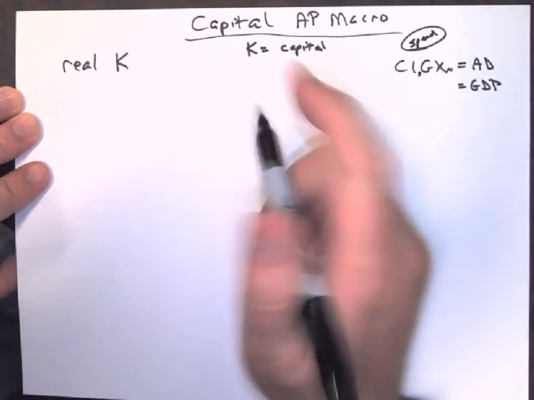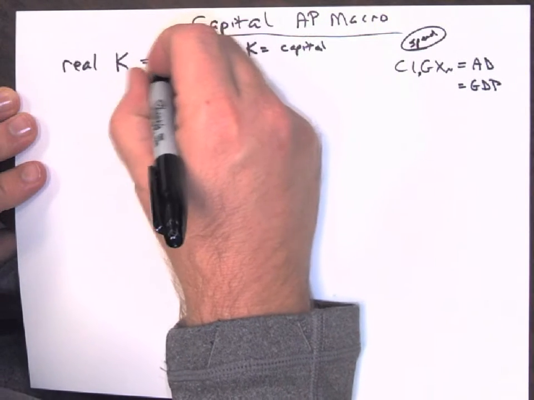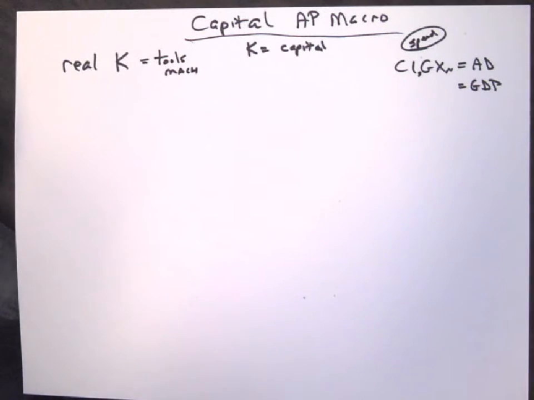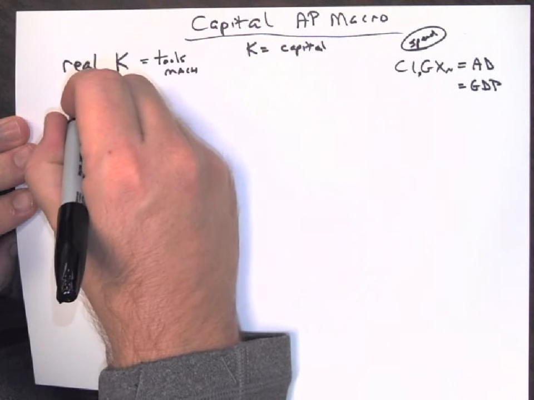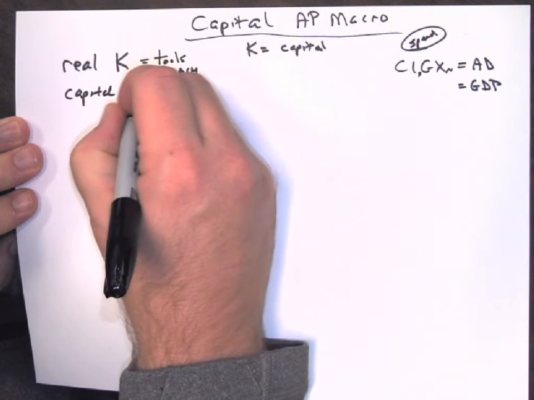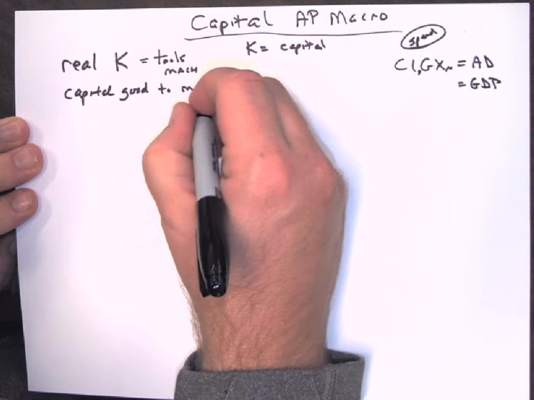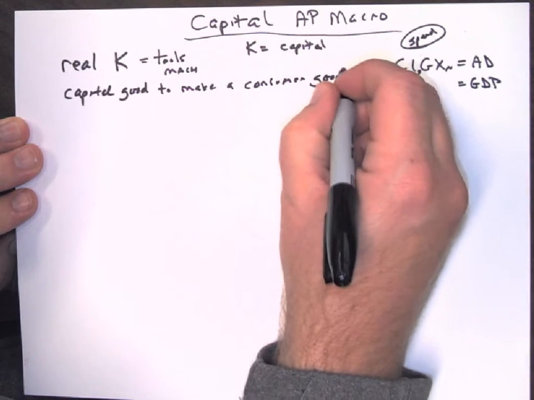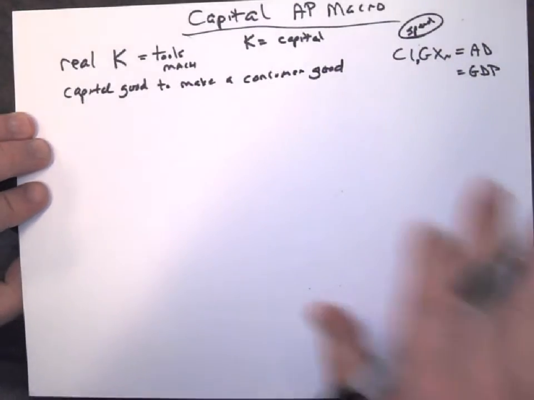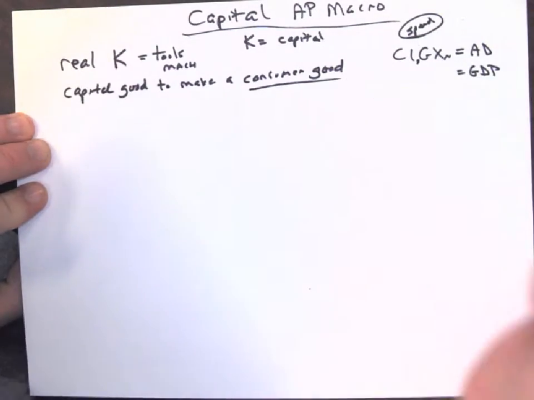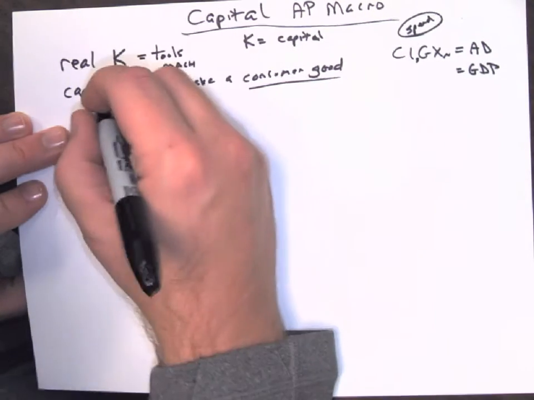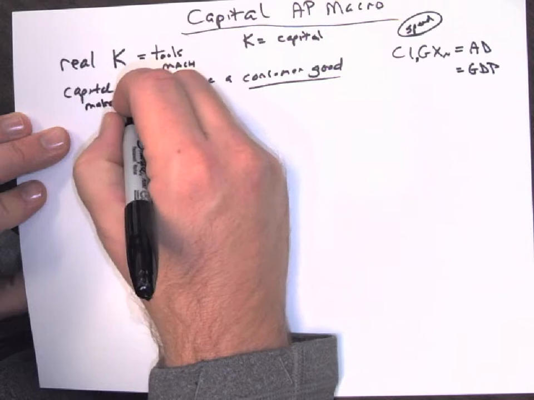So, our real capital is going to be our tools, machines, things like that. Things that we can use in order to make goods and services. So you take a capital good to make a consumer good. If you buy a chainsaw and use it to cut down a tree in your yard, it's a consumer good. If you buy a chainsaw and cut down other people's trees and charge them, it's what I use to make money. So that's a capital good.